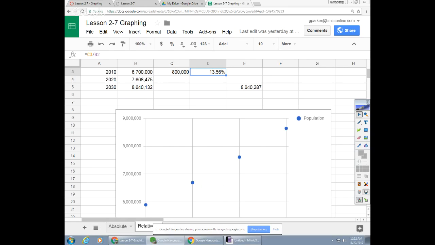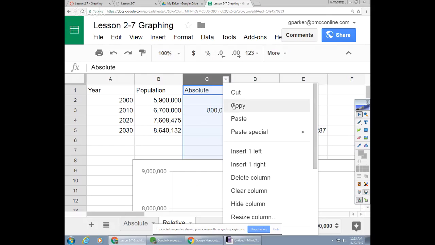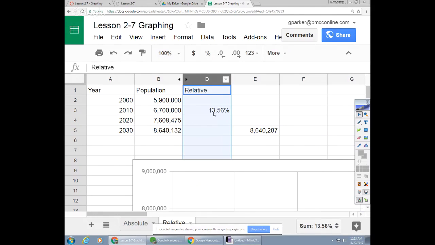All right, so previously in Math 62, we looked at relative change, or population in Washington. So I'm just going to hide this absolute change column because we really don't need it here. And what was important to us was that relative change, that we went up each 10 years by 13.56%.